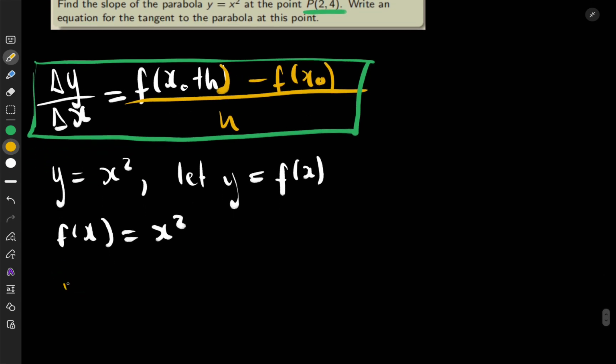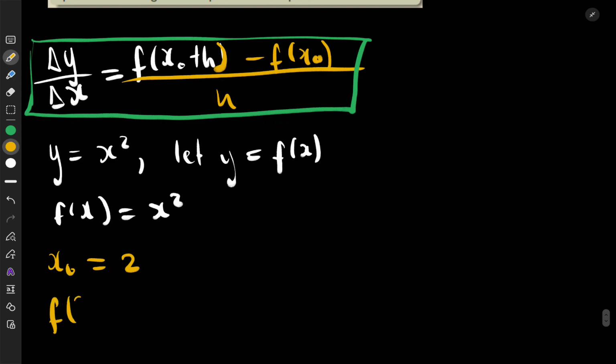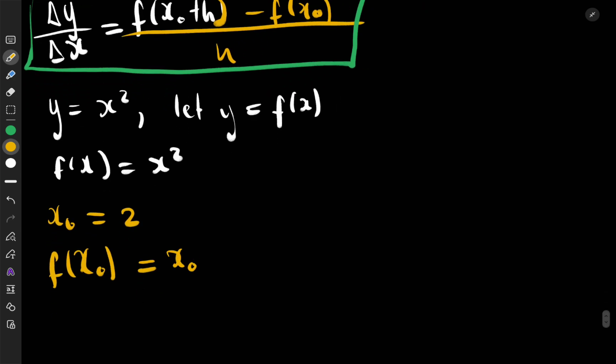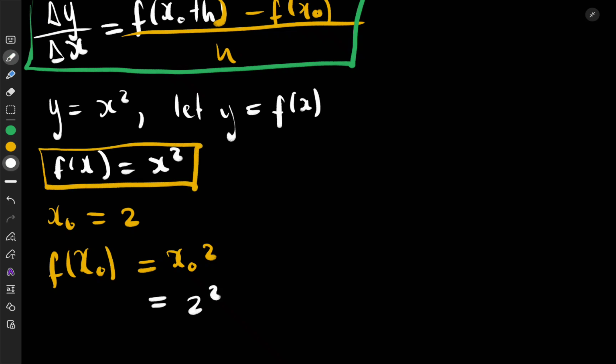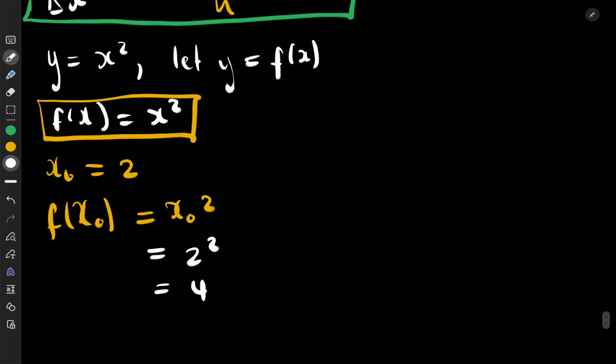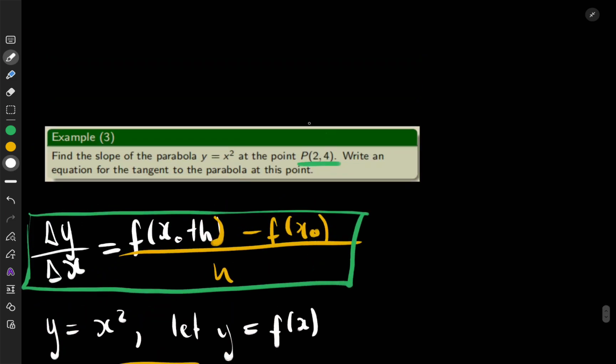You can now say f of x0, here x0 is equal to 2. Okay, now you can say f of x0 is going to be equal to x0 squared. You are putting x0 where there is x in f of x, and here it is going to be 2 squared, which is going to be 4, which we already knew from the point, that if I put 2, I'm going to get 4, but I'm just putting it.